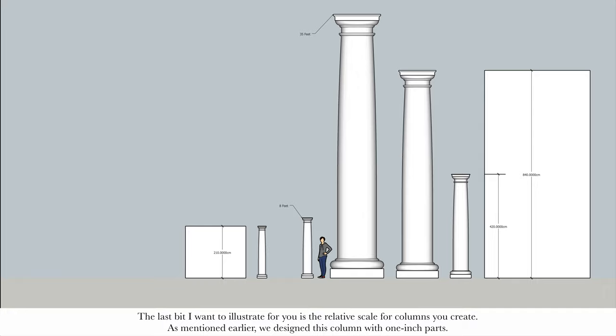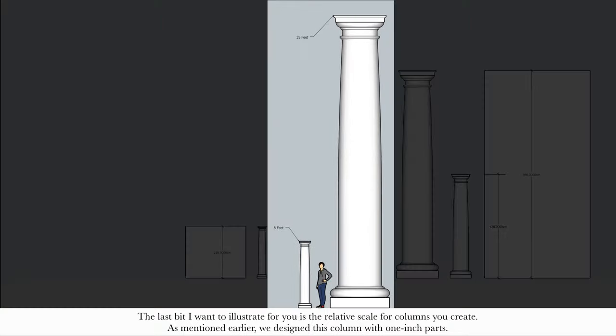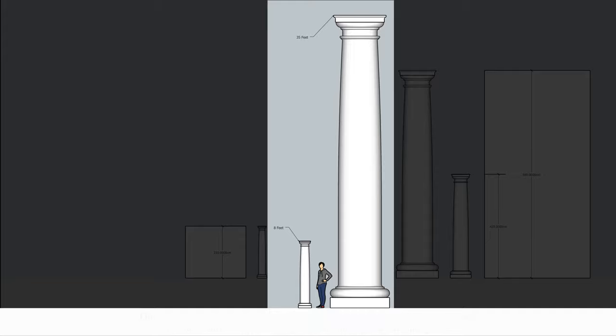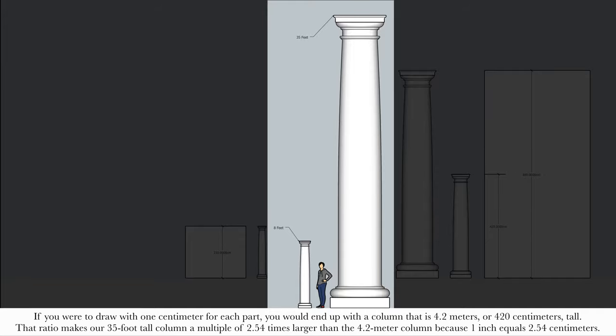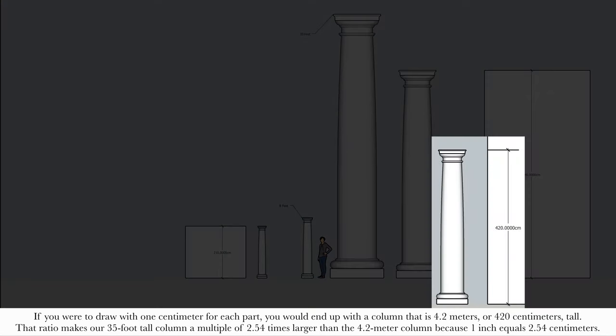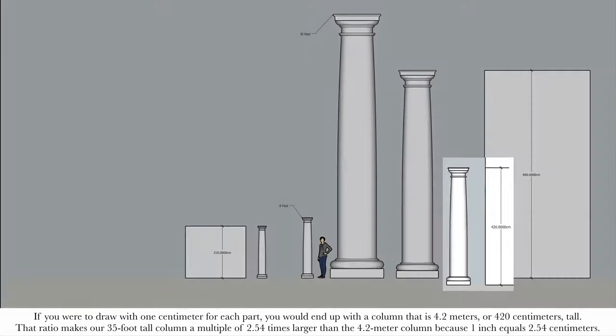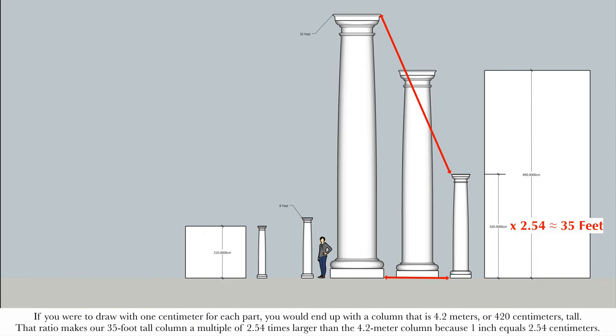The last bit I want to illustrate for you is the relative scale for columns you create. As mentioned earlier, we designed this column with 1-inch parts. If you were to draw with 1 centimeter for each part, you would end up with a column that is 4.2 meters or 420 centimeters tall. That ratio makes our 35-foot tall column a multiple of 2.54 times larger than the 4.2 meter column, because 1 inch equals 2.54 centimeters.